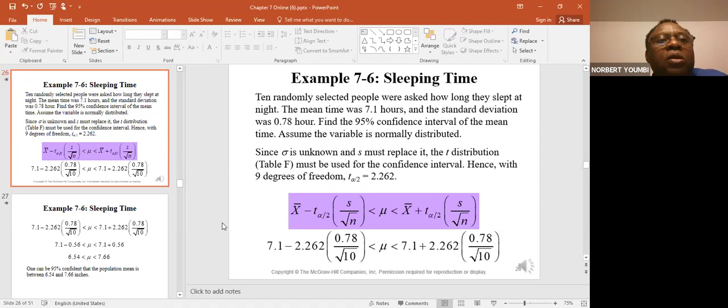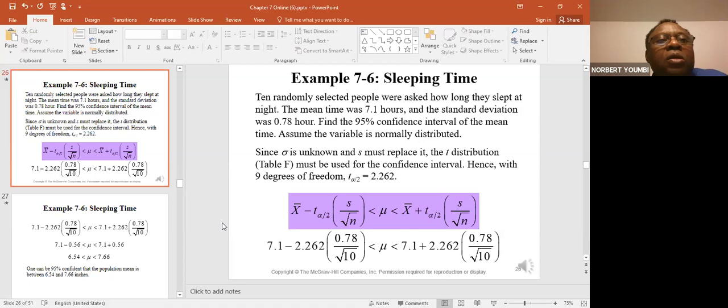For those of you having a calculator, you go to Stat, then Tests, and option 8, T interval. We are going to use statistics. If we were given data values, we will use data. We are going to use statistics.